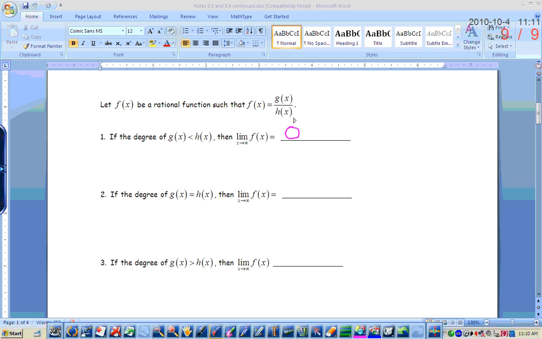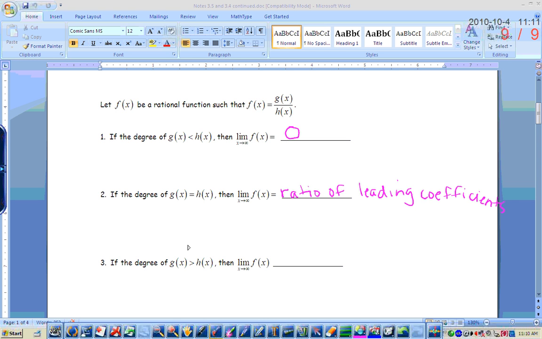Okay, if the degree of g of x equals h of x, so if the degree of the top equals the degree of the bottom, who remembers what the horizontal asymptote would be? The ratio of leading coefficients. Very good. So the limit as x approaches infinity of f of x would equal the ratio of leading coefficients. For the most part, you need to memorize them. However, it does kind of make sense from a limit, now that you know limits, and I'll point it out to you as soon as we have some specific examples.